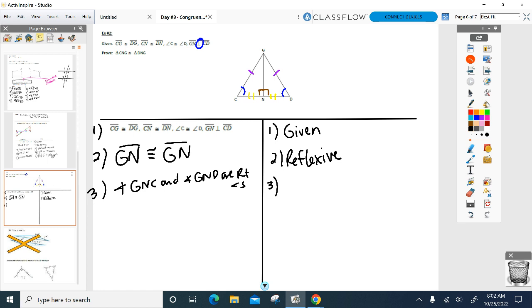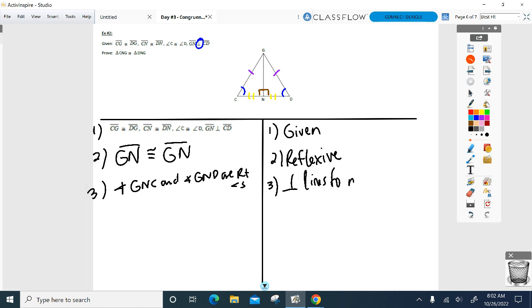How about a reason? Oh, I'll get back there. Yeah, perpendicular lines. If anybody uses definition of perpendicular, that's fine too. Now you can tell me they're congruent. It's always a two-step process. Tell me they're right angles and then tell me they're congruent. So angle GNC congruent to angle GND. All right angles congruent.